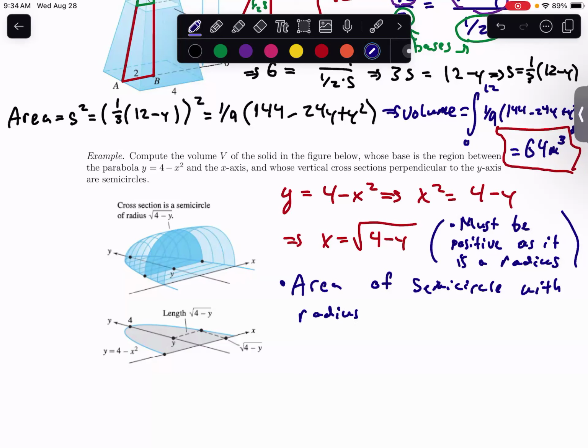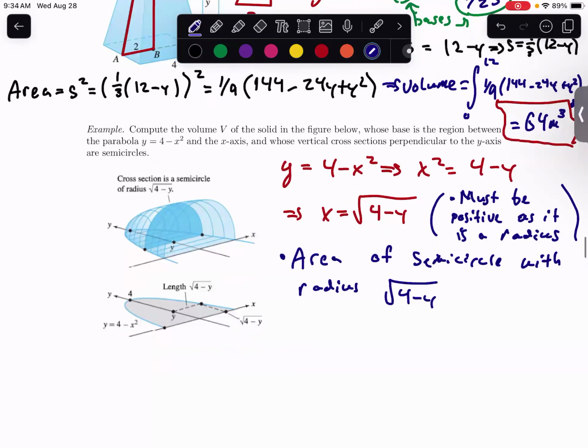With radius given by the square root of 4 minus y. And so this is going to end up being equal to, so the area of a semicircle is going to be, well, the area of a circle is pi r squared. If you have a semicircle, you just multiply by 1/2. So it's going to be 1/2 of pi.